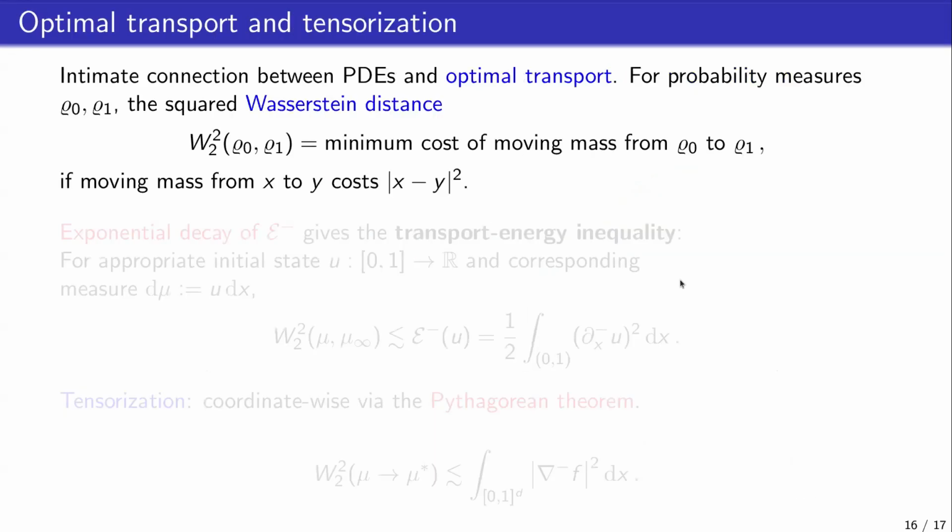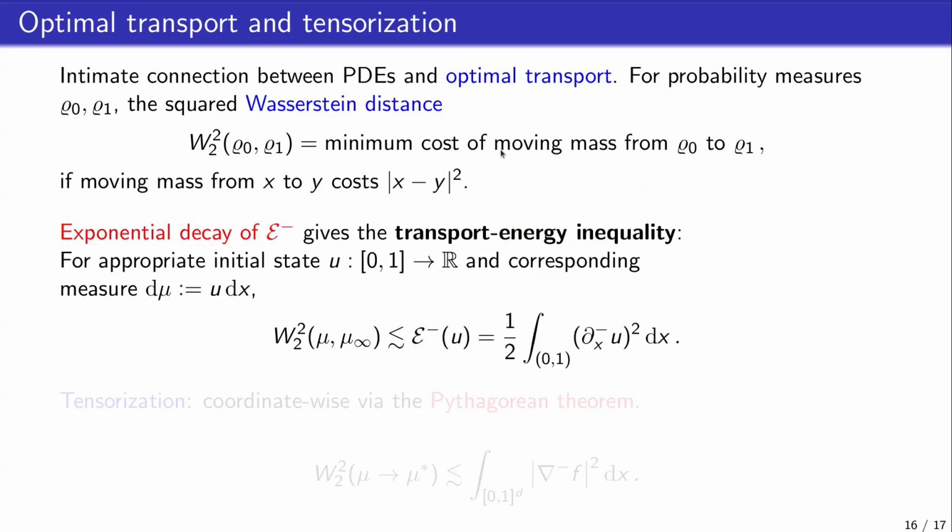Now, why does this help us? Well, it helps us because this PDE, using the exponential decay, is going to give us a bound in terms of an optimal transport distance called the Wasserstein distance. So the Wasserstein distance basically tells us, to go from some measure ρ0 to some measure ρ1, what is the minimum cost, where moving mass from some point x to some point y costs the squared Euclidean distance from x to y.